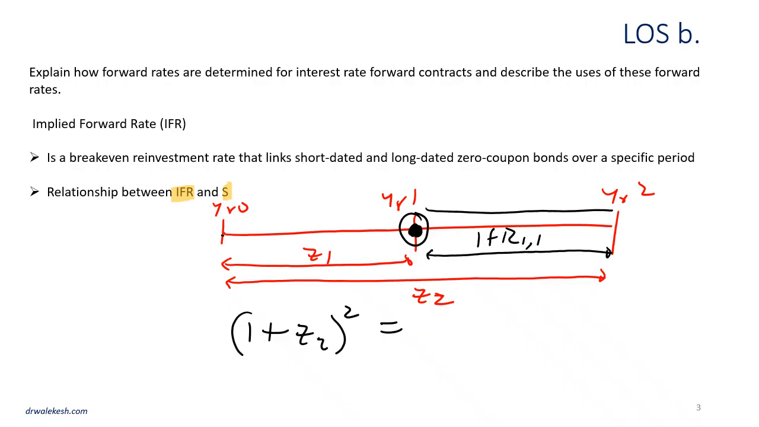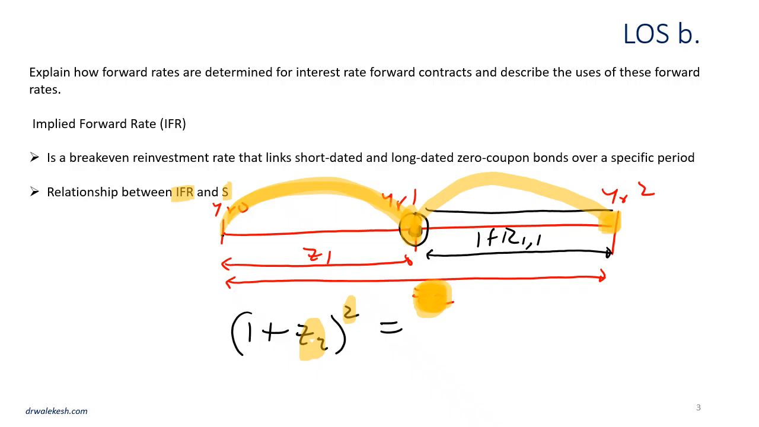Before I move on, why is it 1 plus Z2 raised to power 2? This is the spot rate, and we agree that the spot rate is an annualized rate. So we have one annualized rate here for Z2. It is now rolled over for the following period, and that's why it is raised to power 2.